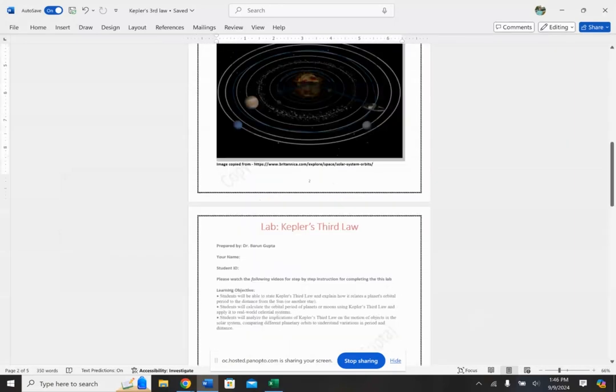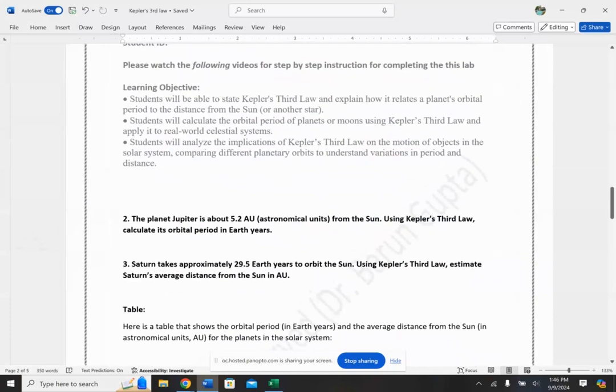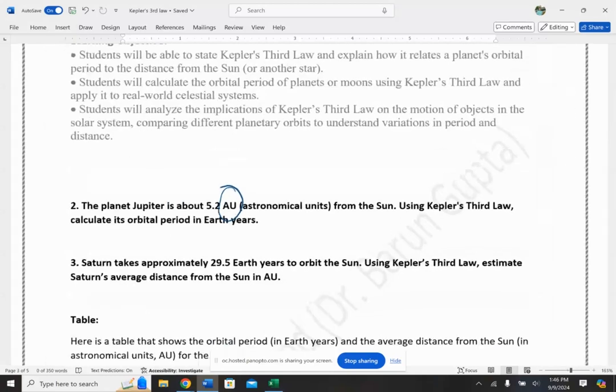Let me go to the second question here. In this problem, you are given the distance of the planet Jupiter, which is about 5.2 AU. AU stands for astronomical units. Based on Kepler's third law, calculate the orbital period in years. So how do you do that? I'm going to show you here.